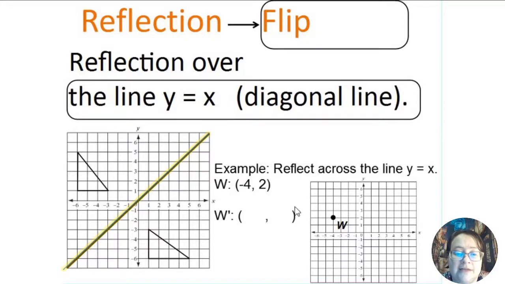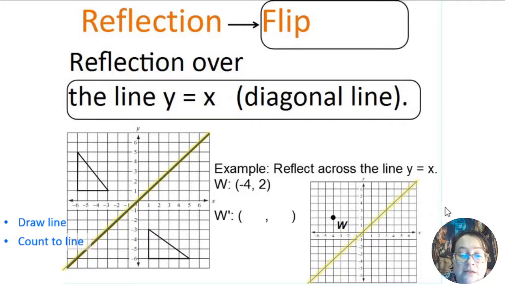So let's try this. Our steps are still the same. We draw the line, so corner to corner on my graph here, y equals x. I'm going to count to the line. It doesn't matter which direction I count. I can go down or I can go to the right, as long as I'm going across the grid lines and not diagonally. So we count 1, 2, 3, 4, 5, 6.